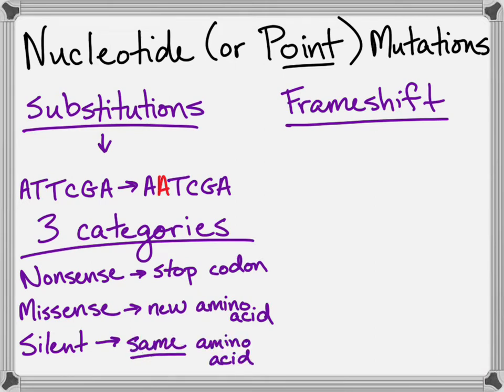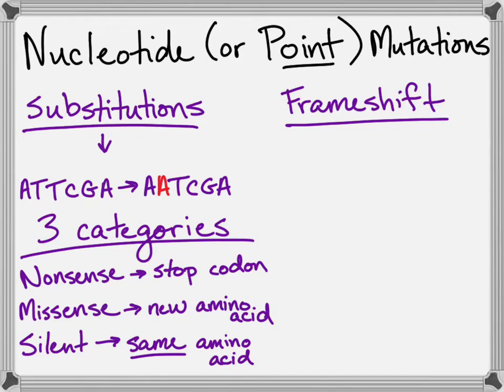Silent mutations change the codon in such a way, and again, we're talking from DNA to mRNA, now the codon is changed, but you get the same amino acid because there's so much redundancy in our codon language, and so that can happen as well.